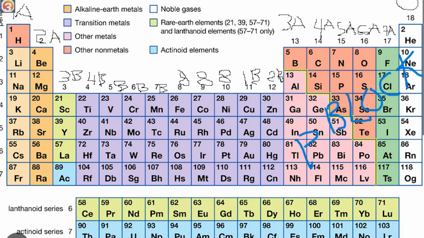And of course, they correspond to what? 3A to 7A, right? And also the group 0, of course. So all the elements from 3A to group 0 are called the P block elements.